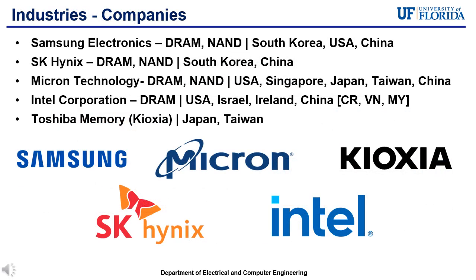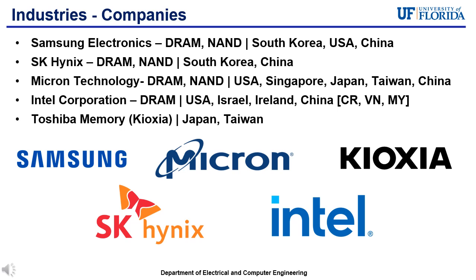Moving forward are the companies within the semiconductor and electronic industry that are creating memory devices and or packaging memory devices. Samsung Electronics, SK Hynix, Micron Technology, Intel Corporation, and Toshiba Memory, which is now merged with Kioxia, are some of the main players in memory device packaging and fabrication in the semiconductor industry. All of these companies, while mainly based in countries such as South Korea, the United States, and Japan, have a lot of their manufacturing outsourced to other countries, with China being the main force in production outsourcing.